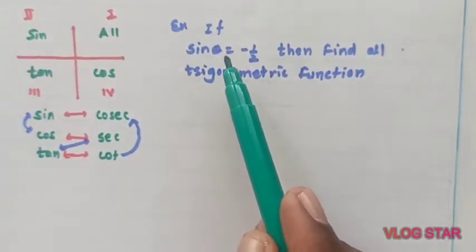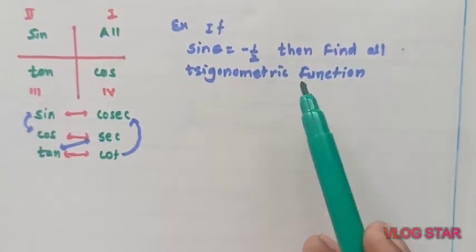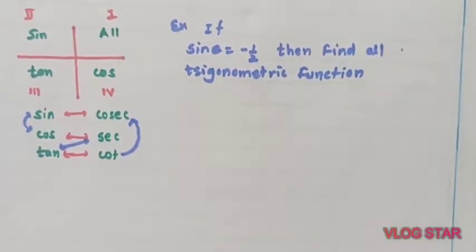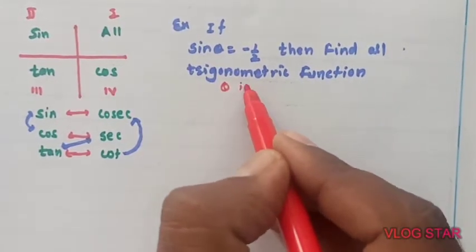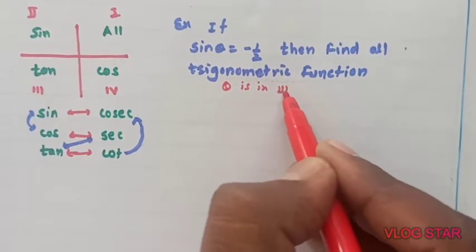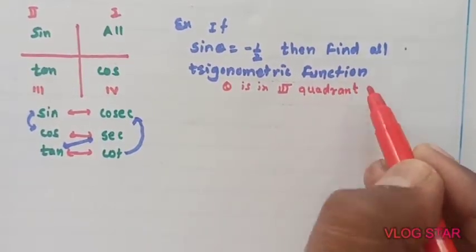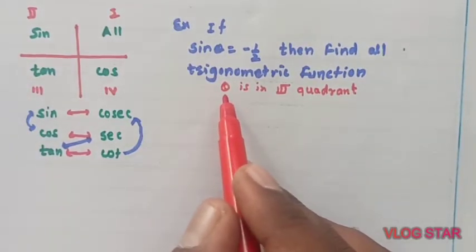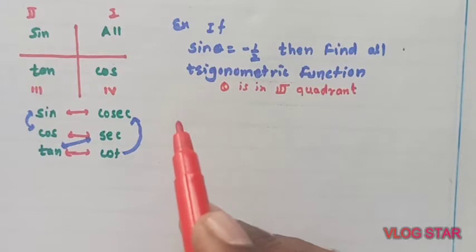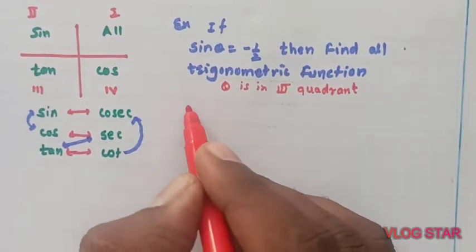If sine of theta is negative half, then find all trigonometric functions where theta lies in the third quadrant. Why is it necessary to give the quadrant for the given angle? Because without that we cannot determine the sign of the function, whether it is positive or negative.